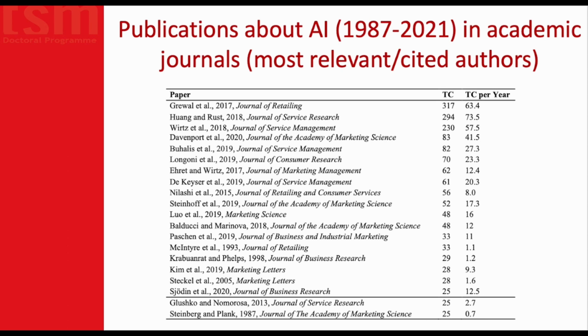And here you can see Grewal and Journal of Retailing are the most cited authors, Huang and Rust. The second one, Wirtz, Davenport. So it makes absolutely sense, as these authors are mostly cited, to look at their work because it's highly probable that these authors have published other papers or other research about AI.